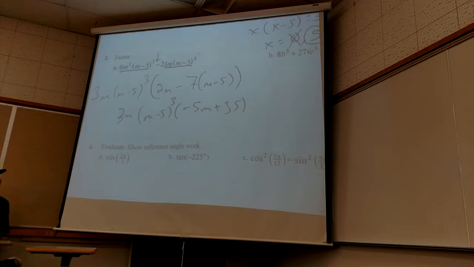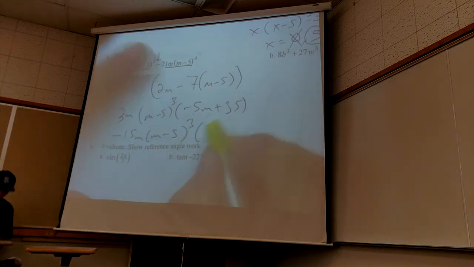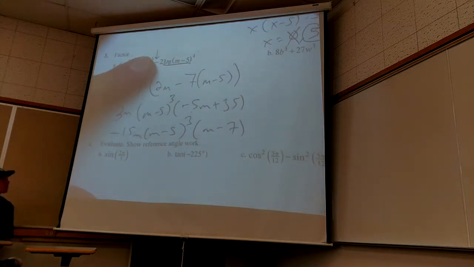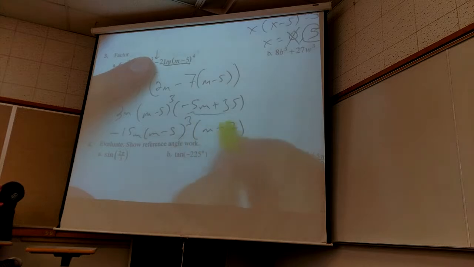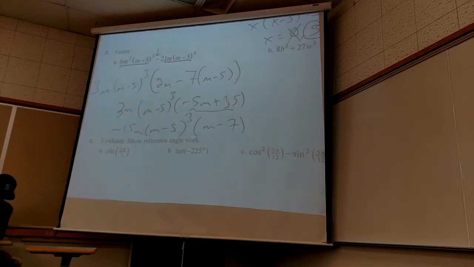And then to finish this, take a negative 5 out. And this would be m minus 7. Is that cool? Because I can take a negative 5 out of here, and then I would have m minus 7 left. So when you factor 3m, don't you still get that? Yep, totally. There it is.